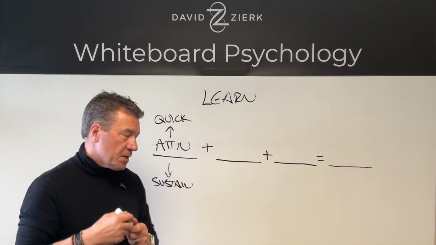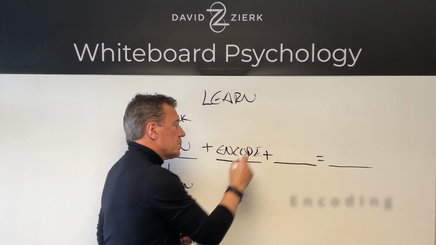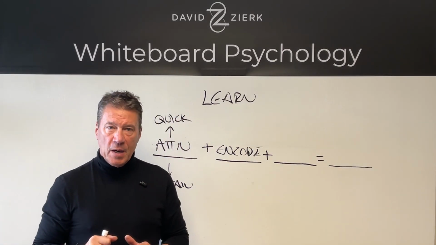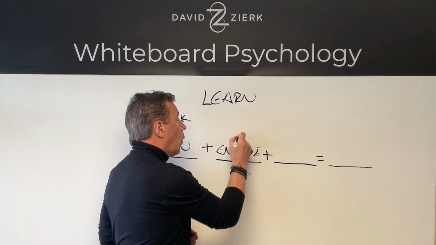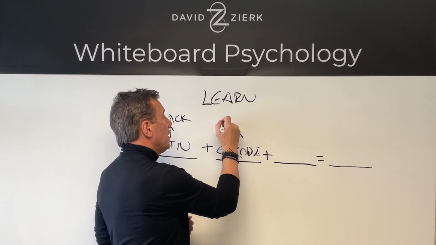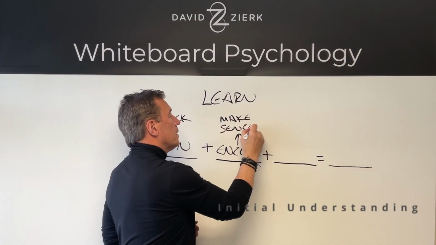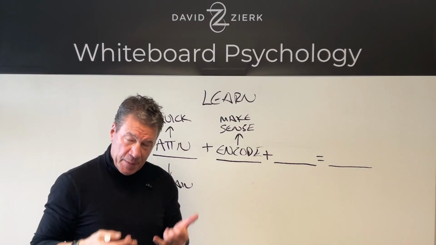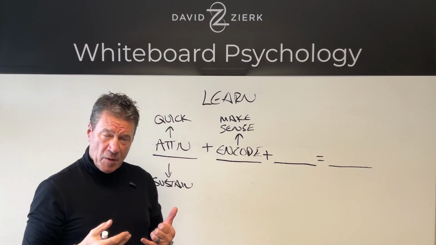Once we pay attention to something, it increases the opportunities to encode it. Now, encoding is absolutely critical to the learning process, but just like with attention, it can go 2 different directions. Number 1, whatever information's in front of us, we make sense of it. I pay attention to something, I make sense of it. You get a better understanding of how it's being compressed into a deeper level of our brain.